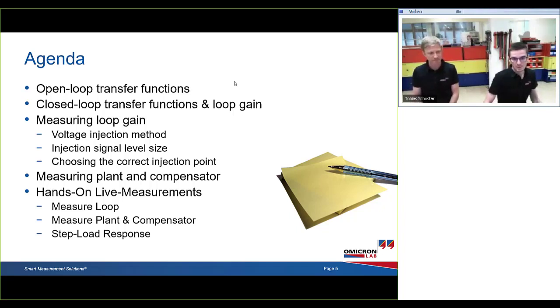So what's the agenda for today, for this session? First of all, we will talk a little bit about the open loop transfer function and the closed loop transfer function and the loop gain.